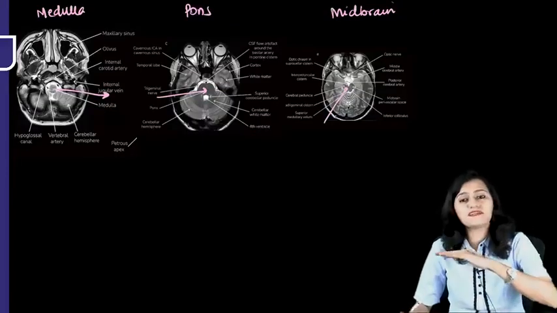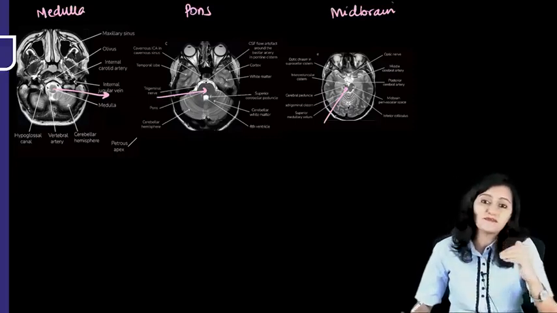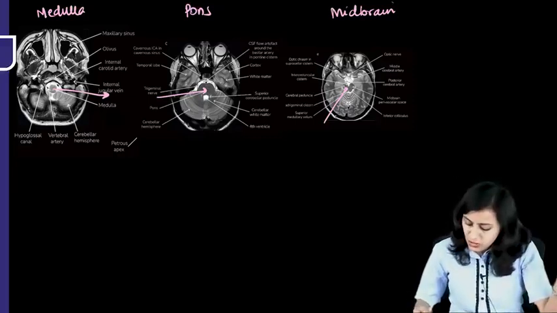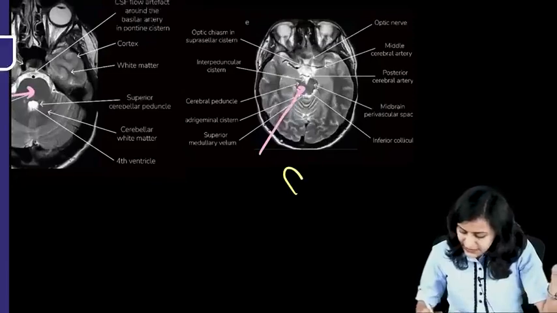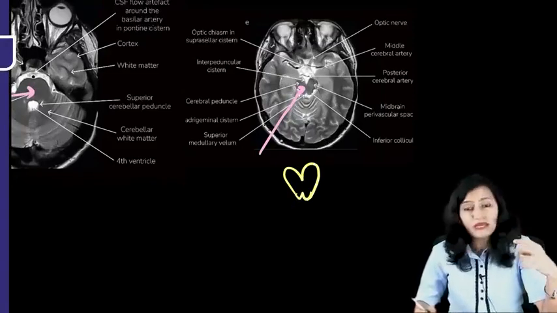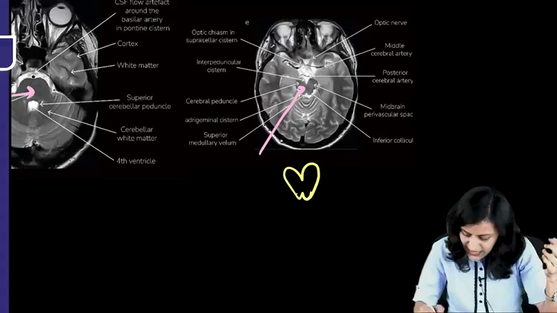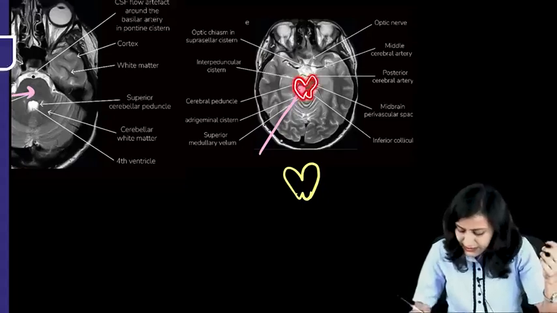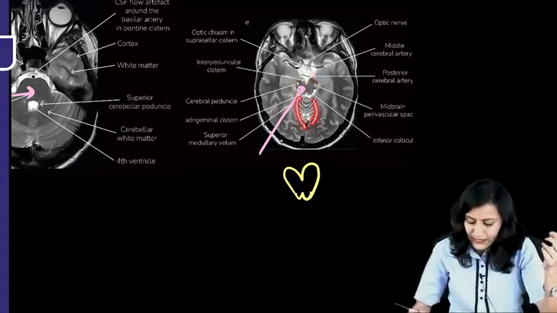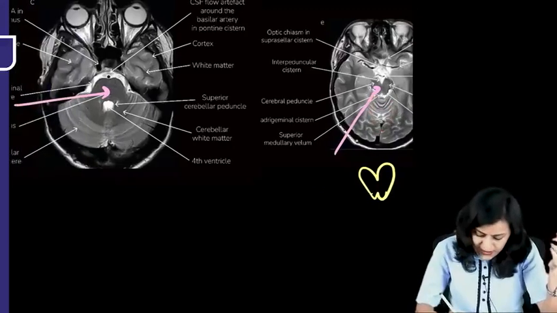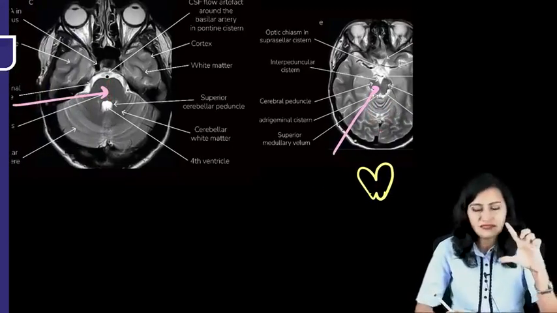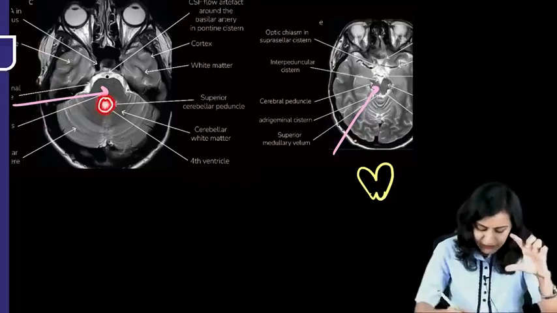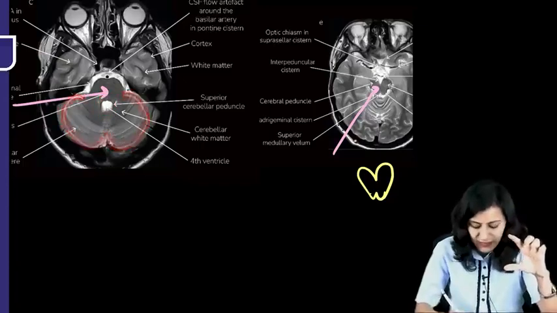Now, how do you identify in cross section whether we are at the level of midbrain, pons or medulla? Most important, the midbrain has a characteristic shape, a heart shape or Mickey Mouse shape. So when you see this classical shape, that is the midbrain. Behind that is the cerebellar vermis. Pons is the one which has the maximum diameter, the maximum thickness, and behind that is the fourth ventricle, and you have the cerebellum there.